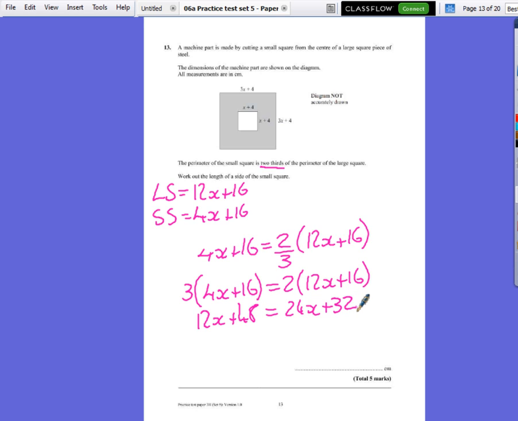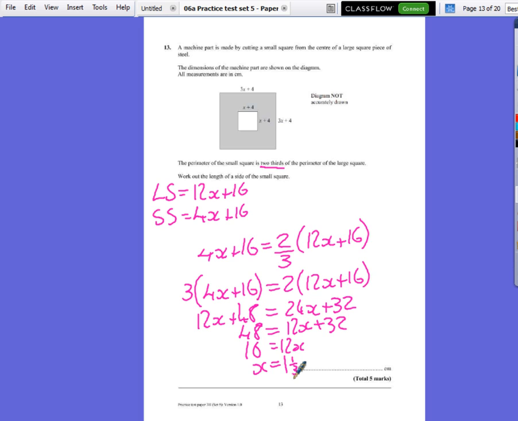If we take 12x off both sides, because we want to get rid of the smallest amount of x's, we'd end up with 48 equals 12x plus 32. Then we want to take 32 off both sides, end up with 16 equals 12x. Divide by 12, we get x equals 1.3 recurring, or 1 1/3.